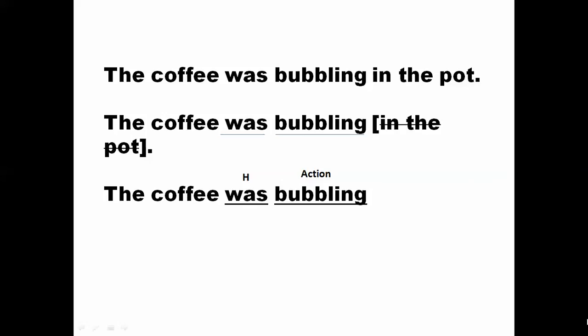The coffee was bubbling in the pot. Was is a helping verb. Bubbling is an action verb. And you can see that once you remove the prepositional phrase, the sentence only has 4 words, and it's easy to find the action verb and then look in front of it and find the helping verb.